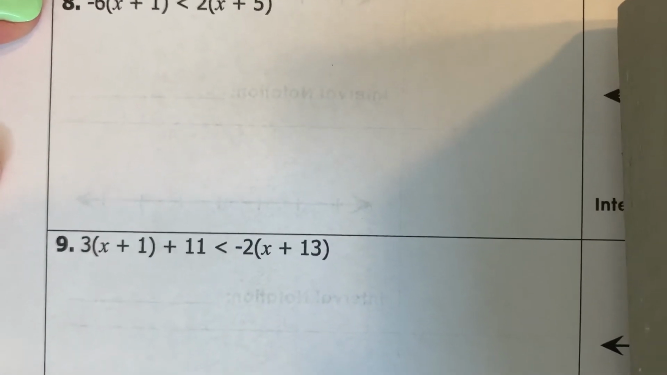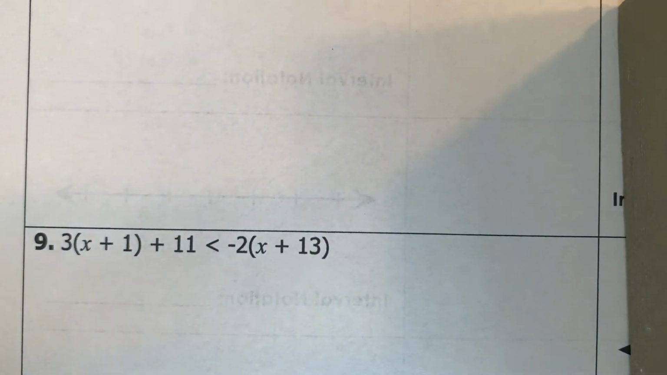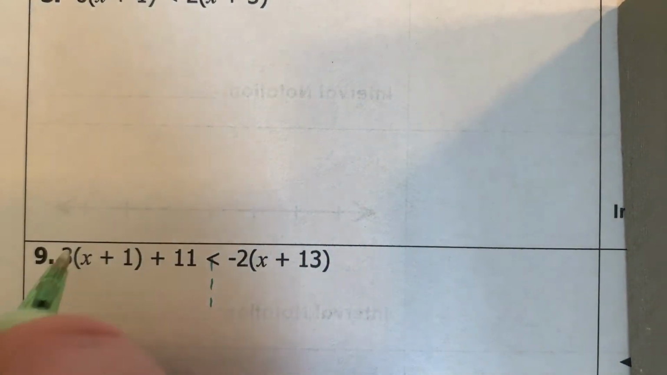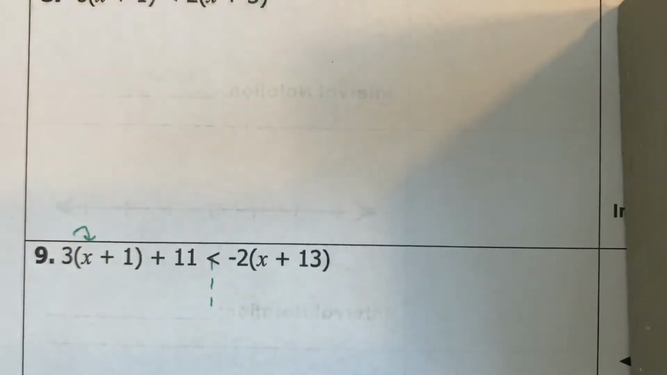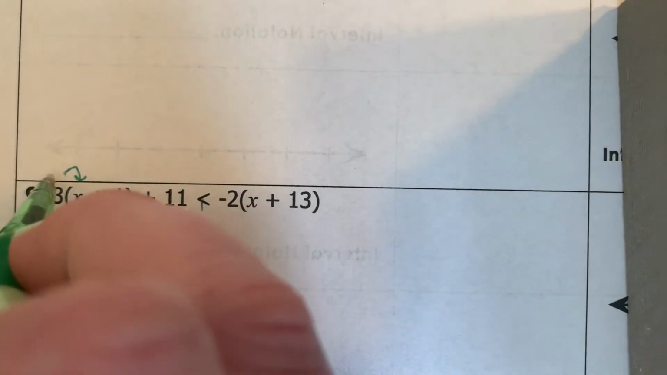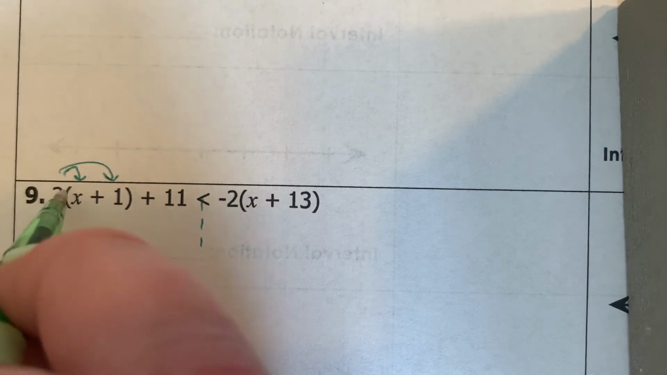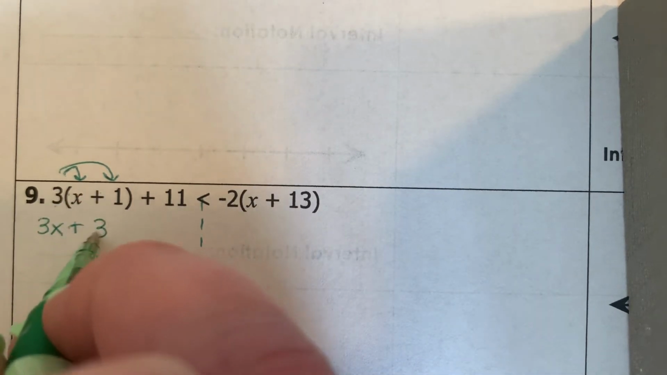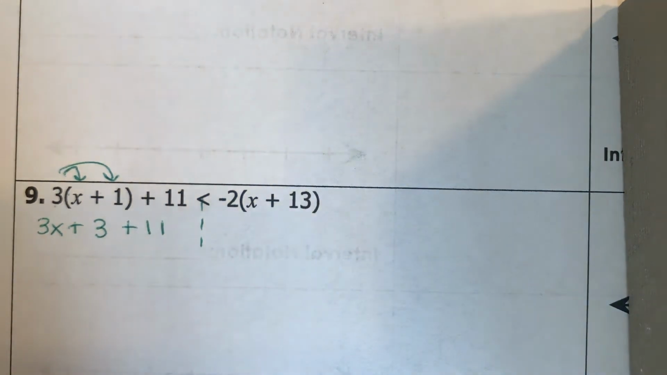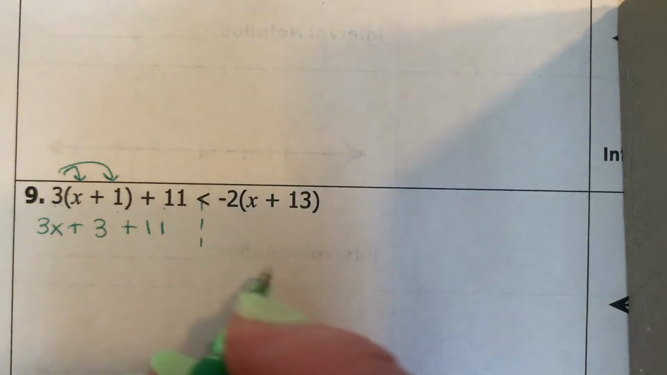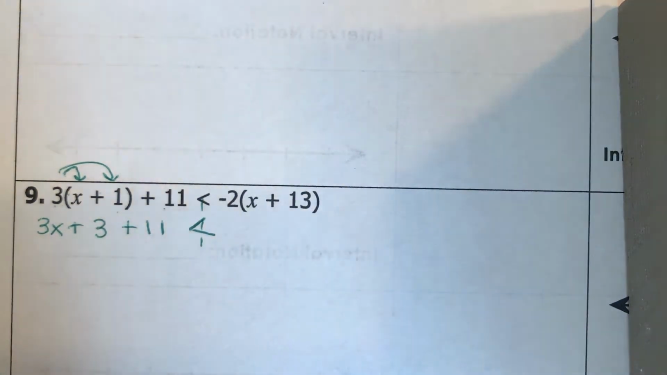Then go ahead and flip to the back. I'm going to look at number 9 with you. So again, the first thing you want to see if you can do is distribute. In this case, we can distribute on both sides of the inequality symbol. So we're going to distribute 3 to the x and the 1. So this is going to be 3 times x, which is going to give me 3x. This is going to be 3 times 1, which is going to give me 3, plus just bring down the 11. So we don't distribute the 3 to the 11 because the 11 is not inside the parentheses. So that's going to be less than.